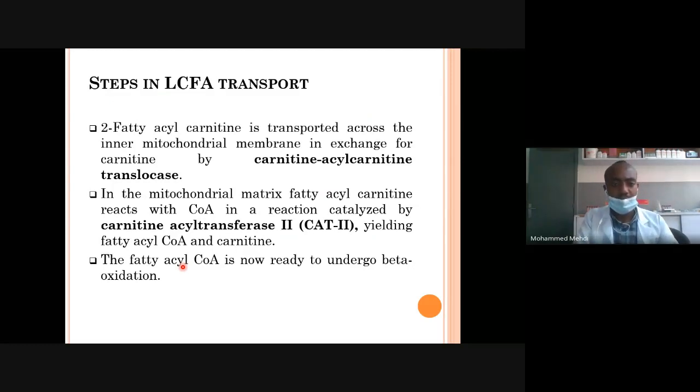Again, this is discussed in this diagram. We have two enzymes, carnitine acyl transferase 1 and 2. They replace coenzyme A by carnitine, then carnitine by coenzyme A, and help during the transport of fatty acid into the matrix. The translocase enzyme is important to exchange fatty acyl carnitine into the matrix and carnitine out of the matrix.